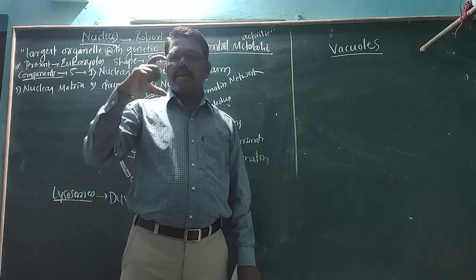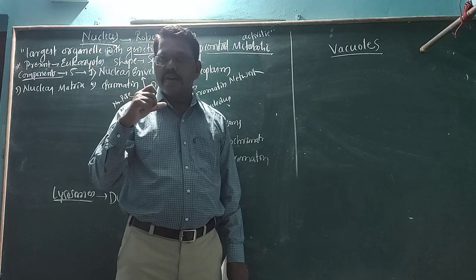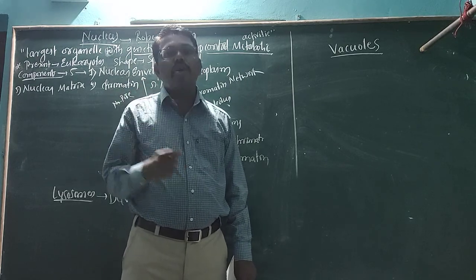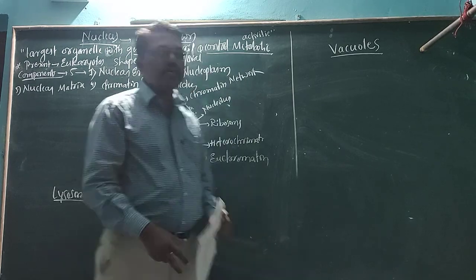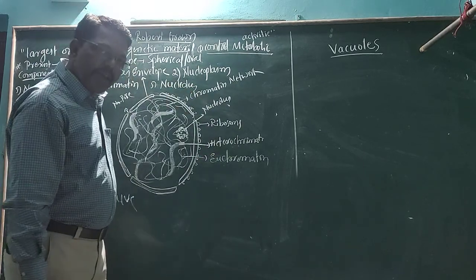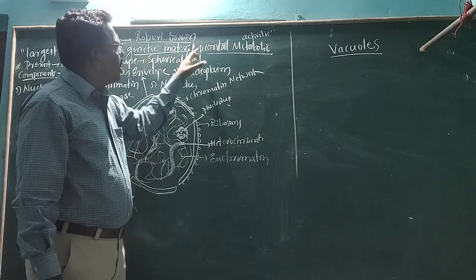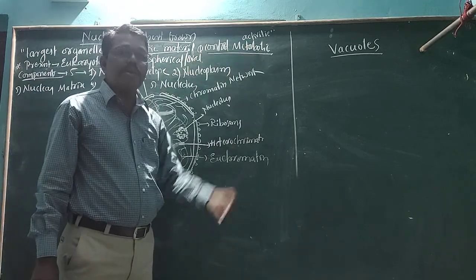Within the cell you will see that a nucleus is there. That nucleus controls all the activity of that cell. What do you mean by nucleus? It is the largest cell organelle, and it consists of genetic material. Then it controls all the activity of the cell.